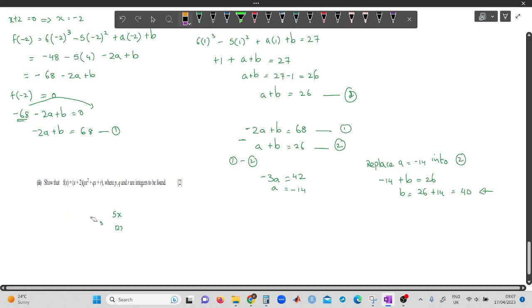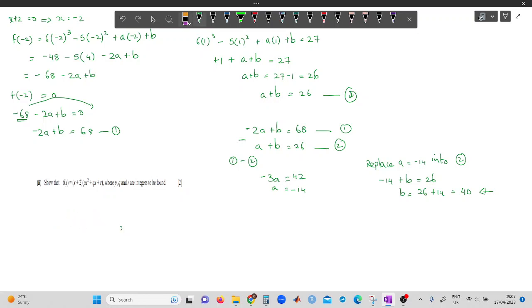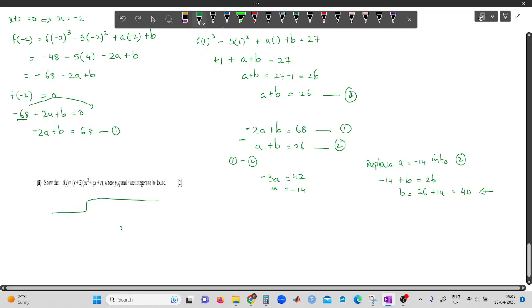So that you understand better, I will do it again. So 6x cubed minus 5x squared minus 14x plus 40, divided by x plus 2. Okay, so let's proceed.